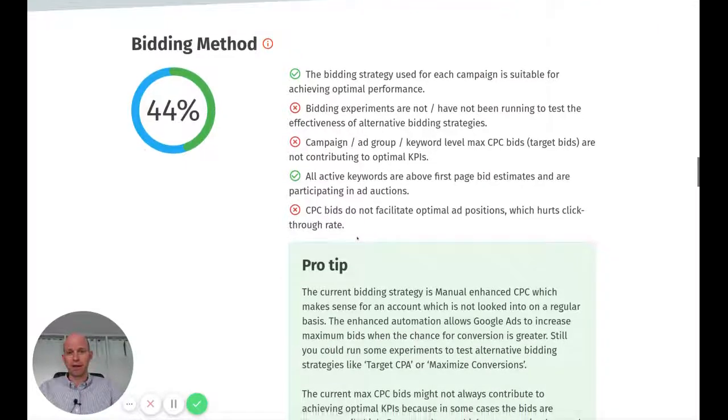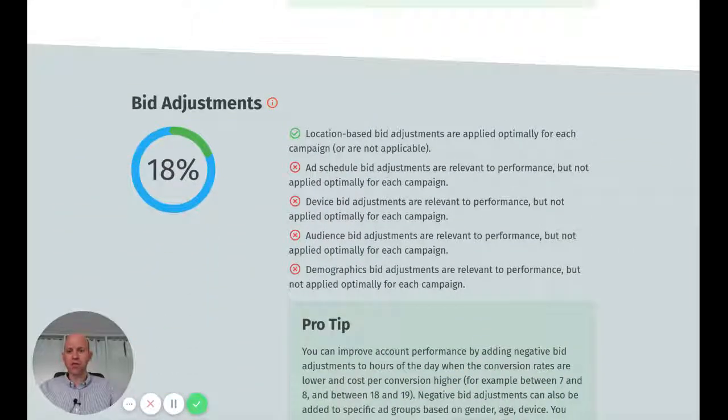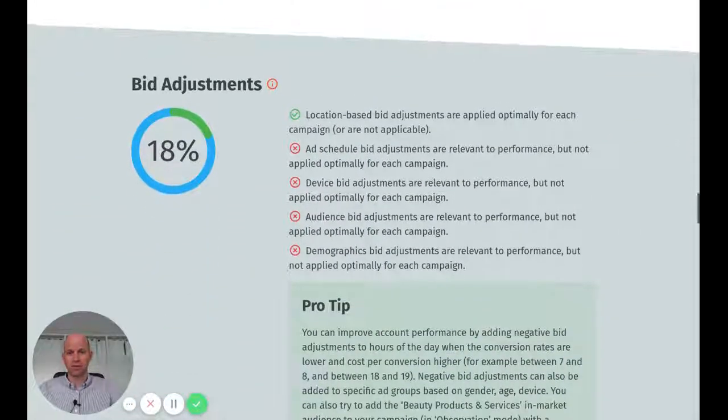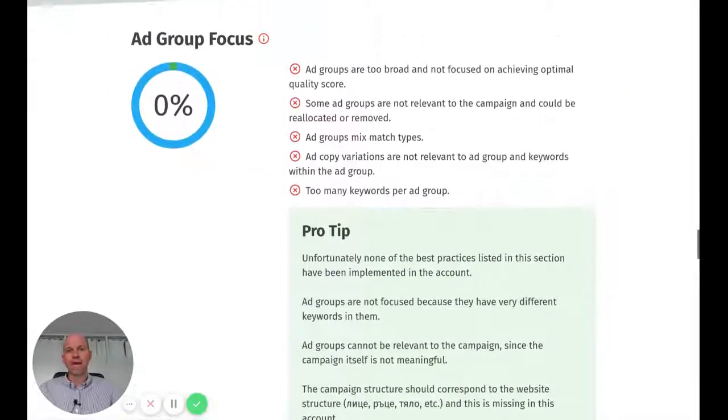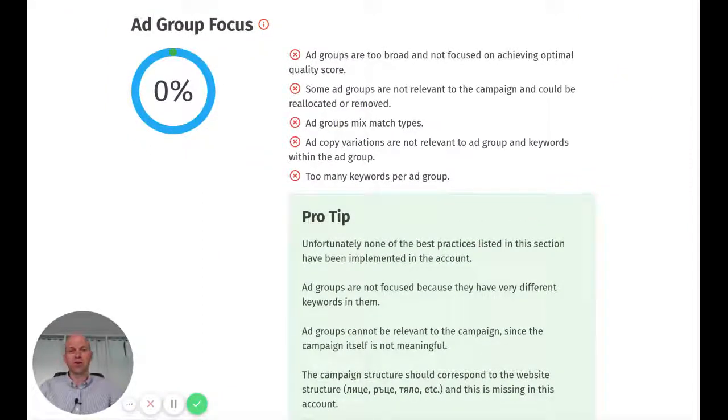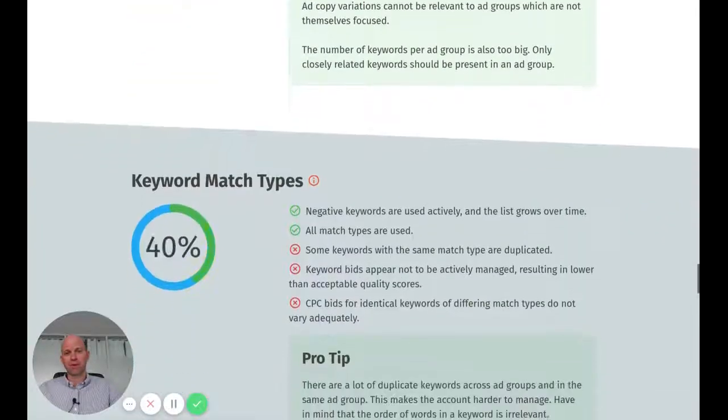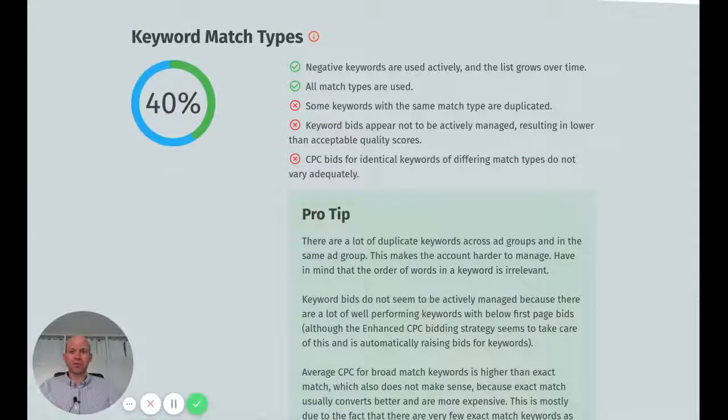So we look at bidding methods, bid adjustments, which are also related to those bidding methods, ad group focus, which is really the degree to which the ad groups are contained very tightly clustered, focused keywords and ad copy. The keyword match types and the use and the effectiveness of the keyword match types, such as broad match, phrase match, modified broad match, exact match, and most importantly, negative match keywords.